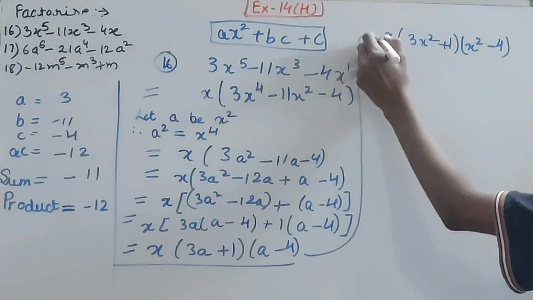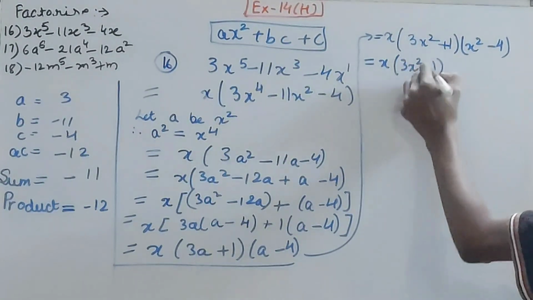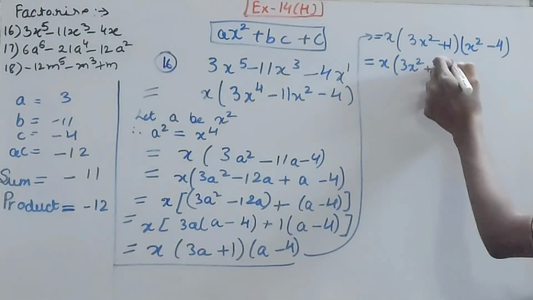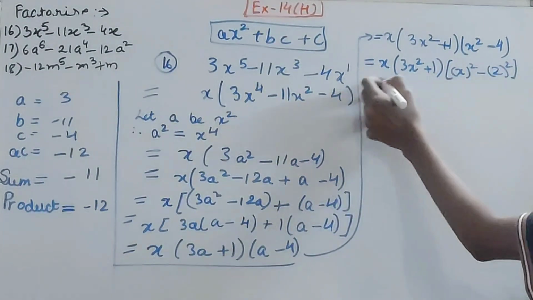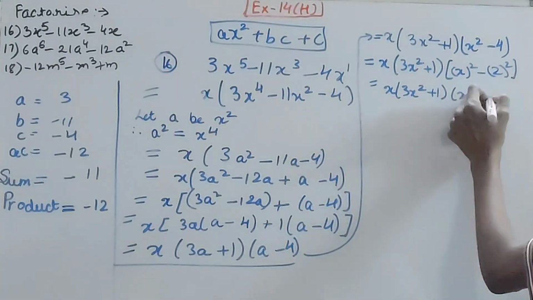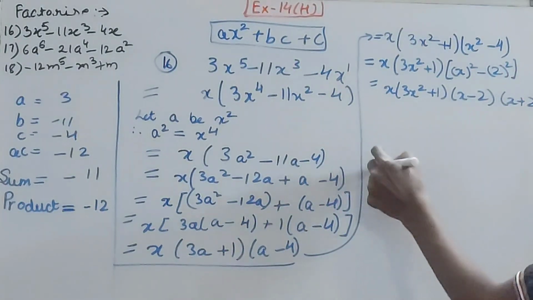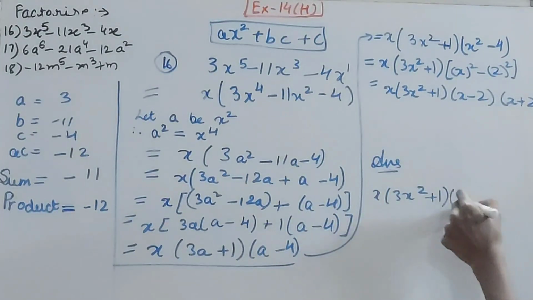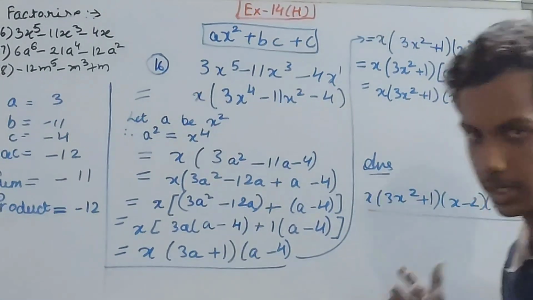Clear? So this will be 3x square plus 1. It is still not factorized, by the way. Why? Because this still can be factorized, right? You will write down this as the square of x minus square of 2. So x into 3x square plus 1 into x minus 2 into x plus 2. We are using the a square minus b square identity, right? So this is your final answer, x into 3x square plus 1 into x minus 2 into x plus 2. The order can change, but it's the answer, right?